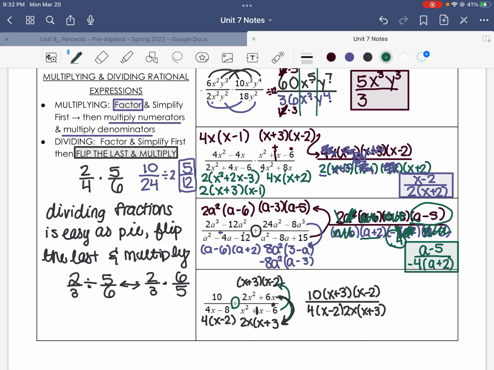What can I cancel out? X minus 2's, x plus 3's. So essentially I have 10, and then that 4 times 2x makes 8x on the bottom. Is there anything I can divide 10 and 8 by? 2. So my final answer is 5 over 4x.